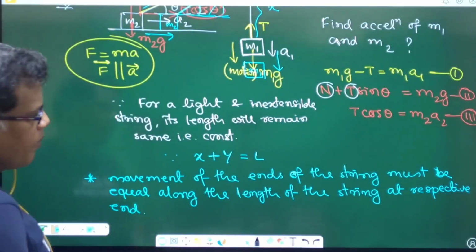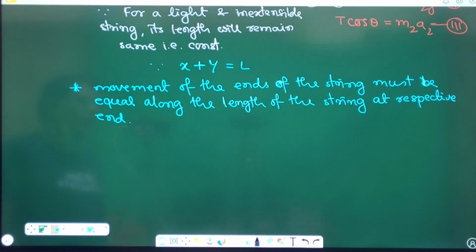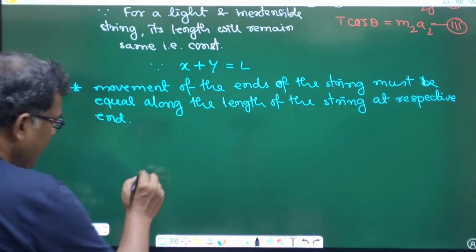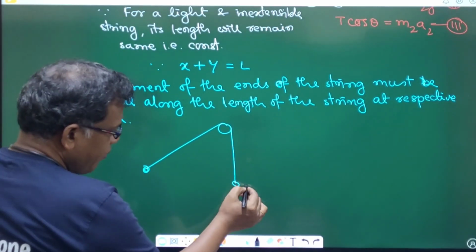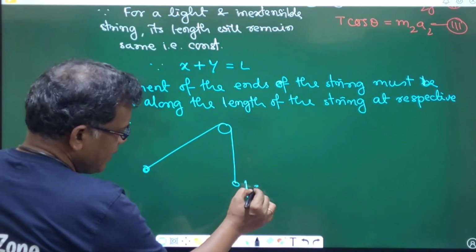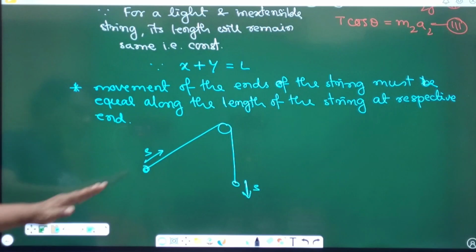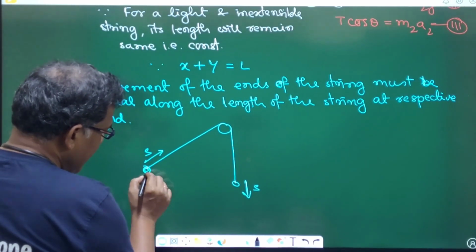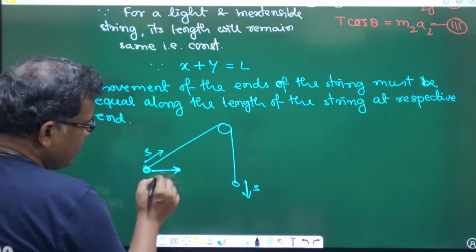What does it mean? What is the meaning of this? The meaning of this line is, when I'm saying that movement of the ends of the string must be equal along the length of the string at respective ends, the ends of the string are like this. These are the two ends. So if this end moves by some distance s, this end also should move by equal distance s along the length of the string at that end. Got it? But in the actual situation, this end is not moving along the length of the string, but it is, according to the question, moving along this direction, which is at an angle theta.